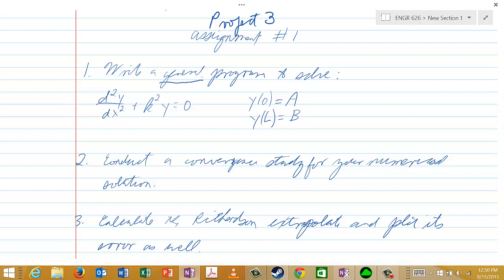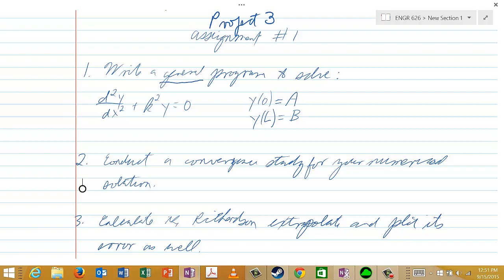And once you have written that code, then you want to conduct a convergence study. This is part 2 now. You want to conduct a convergence study for your numerical solution. So what I would suggest that you do is you first of all get your code working, and that should be very easy, because this is so similar to your code from project 2 that it should be very easy for you to get this code working for a single value of delta.